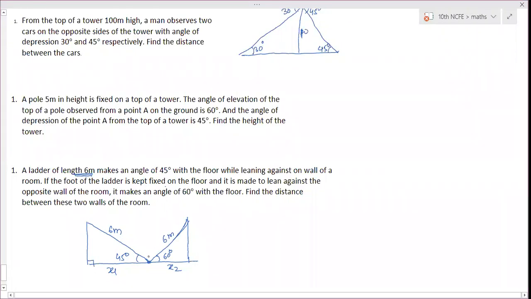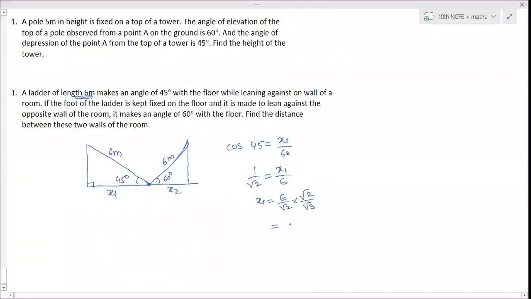So use cos 45 is equal to x1 by 6. 1 by root 2 is equal to x1 by 6. So x1 is equal to 6 by root 2. Rationalize always. Santosh, rationalization problem. You have not rationalized anywhere. Yes, ma'am. You have to rationalize.